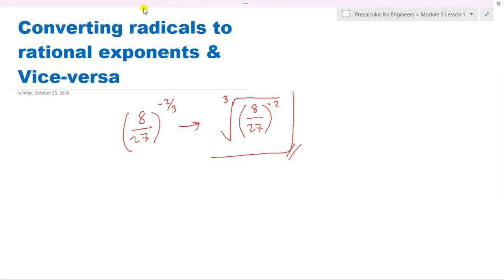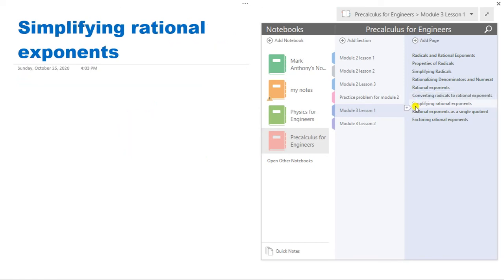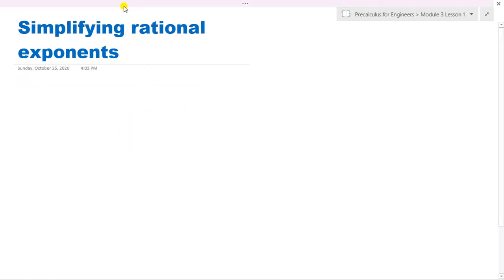Now, let's simplify rational exponents. Actually, in this lesson, parang this is just a review on your exponents, yung pag-evaluate ng exponents. But in this case, yung exponent natin dito is rational lang. So meaning may fraction. So let's try. Mag-simplify tayo ng rational exponents.